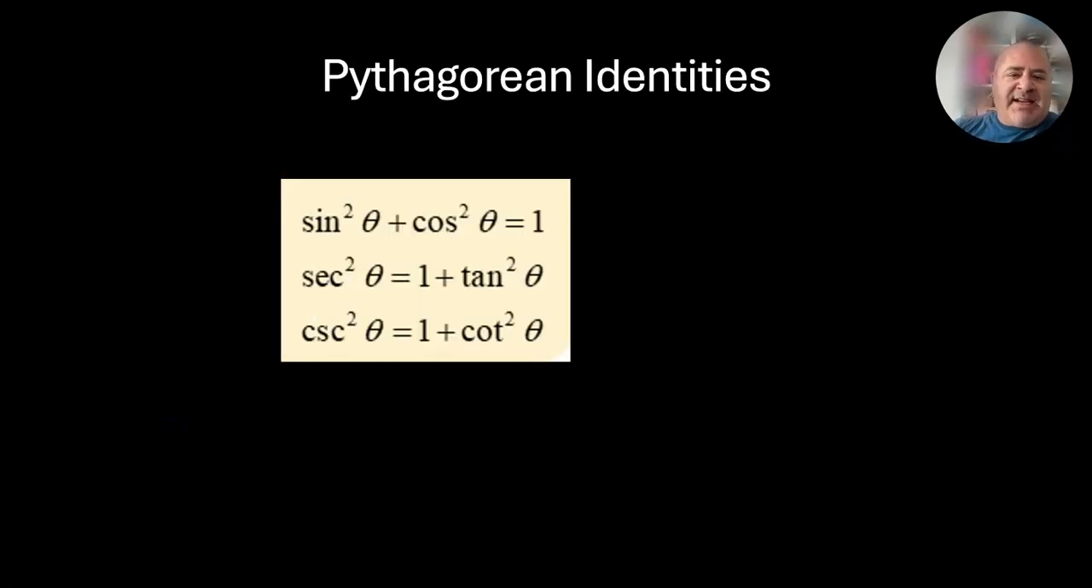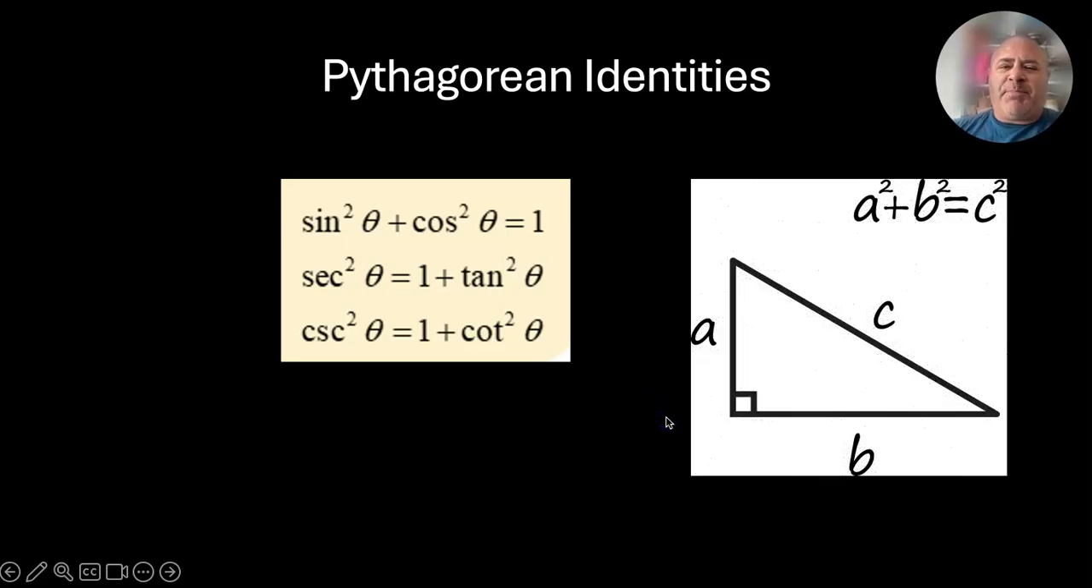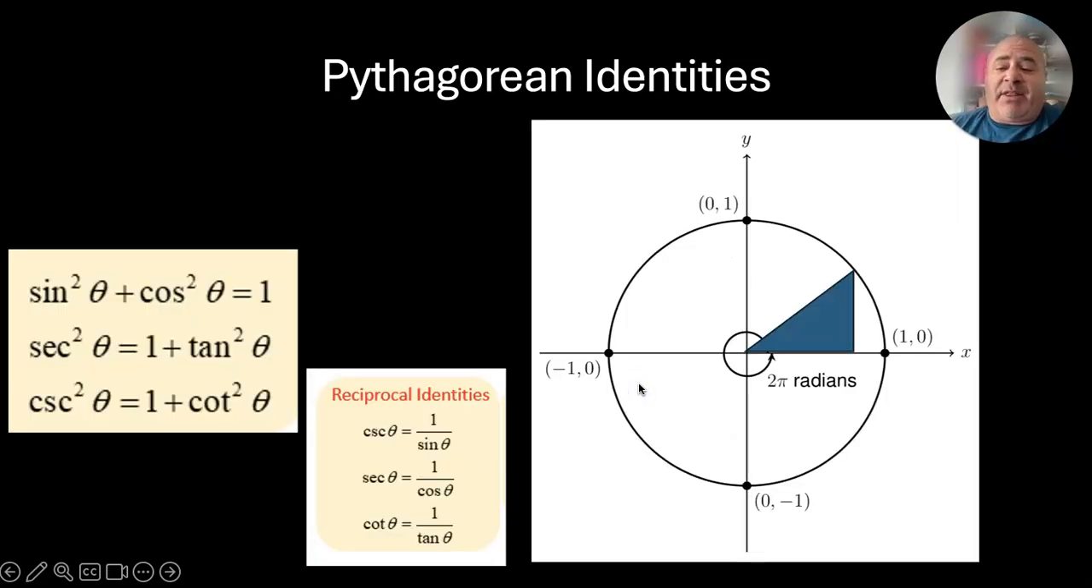Now, the Pythagorean identities, the main one is this top one. Sine squared of theta plus cosine squared of theta is equal to 1. And these are just variations of it using the identities that we just looked at. But when you think of Pythagorean, you think of Pythagorean theorem, which just says that if you've got a right triangle with the legs of the triangle A and B and the hypotenuse C, then A squared plus B squared equals C squared. So what does that have to do with our trigonometric identities? Well, the answer is everything.